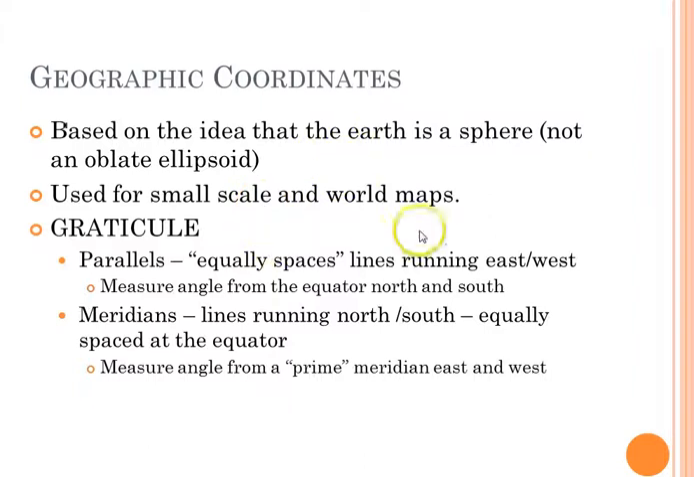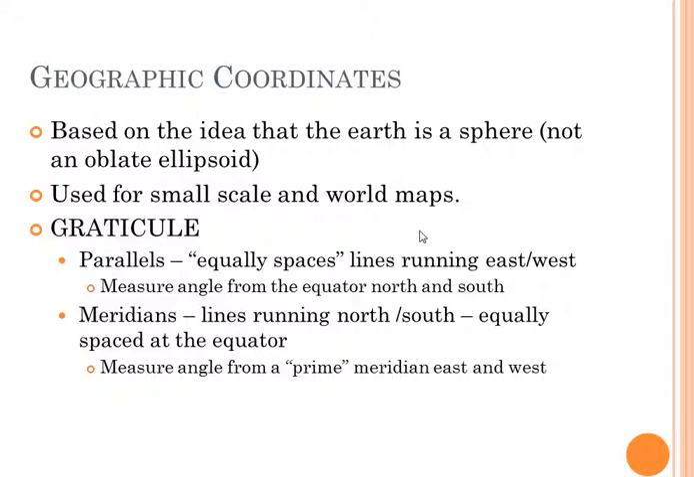So we're going to talk about geographic coordinates today, and then on Tuesday talk about projections. Geographic coordinates are based on this idea that the Earth is just a nice even sphere, okay, no bumps, no geoid, no ellipsoid. We're not taking into account any irregularities. We're just making it a nice sphere. And we use that for small scale maps and world maps, right? So if I want to make a big map of the world, nobody's going to navigate by that. But if I want to show thematic data, that's going to be fine.